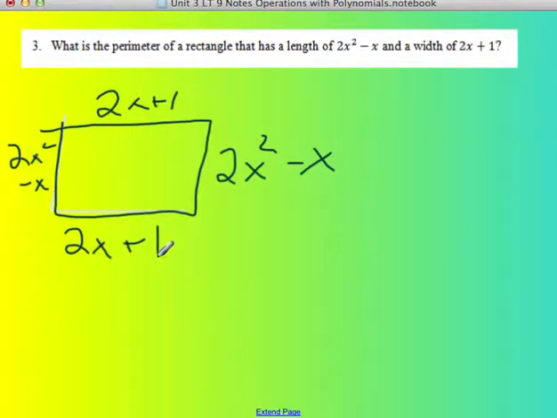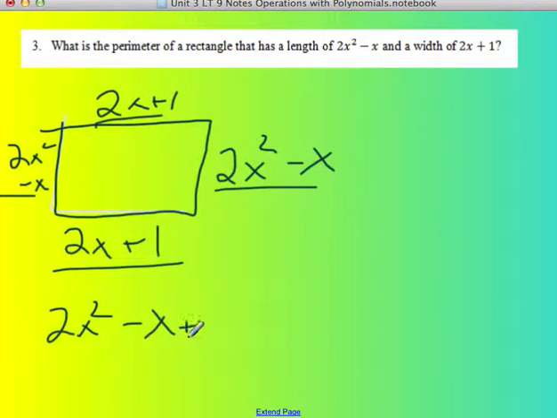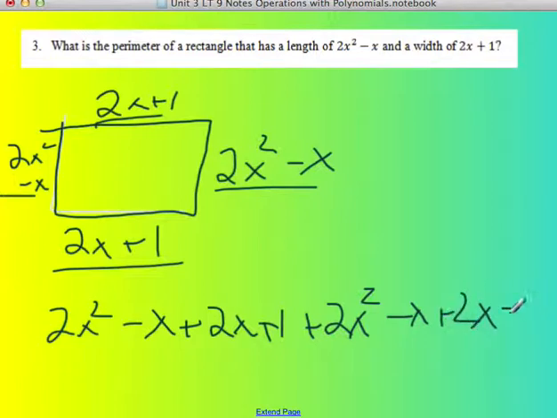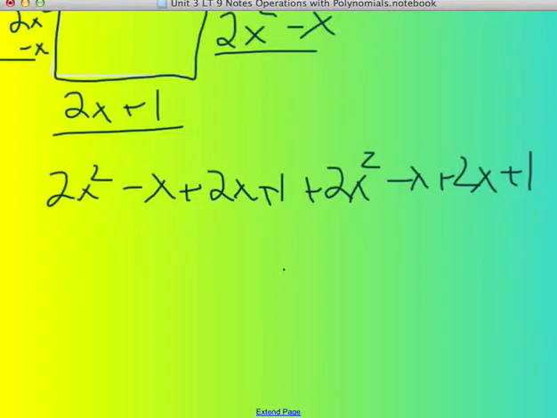So the perimeter is the sum of all the sides. To get the perimeter, I need to add each of these. So I have 2x squared minus x plus 2x plus 1 plus 2x squared minus x plus 2x plus 1. So now I need to combine like terms.